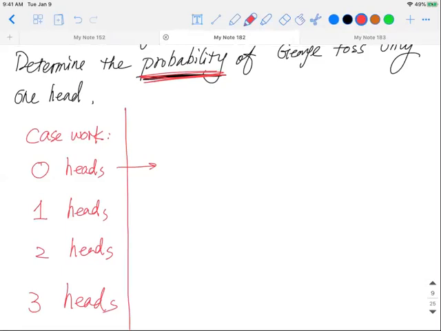If there are 0 heads, then there's no way for the second person to toss out any heads, so we can remove the first scenario. It's not going to help us.